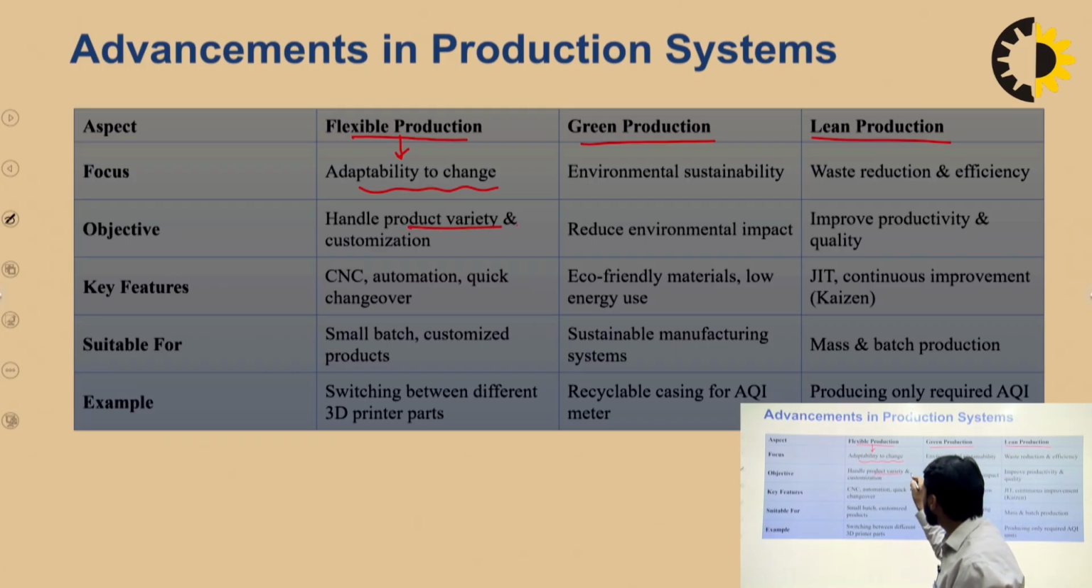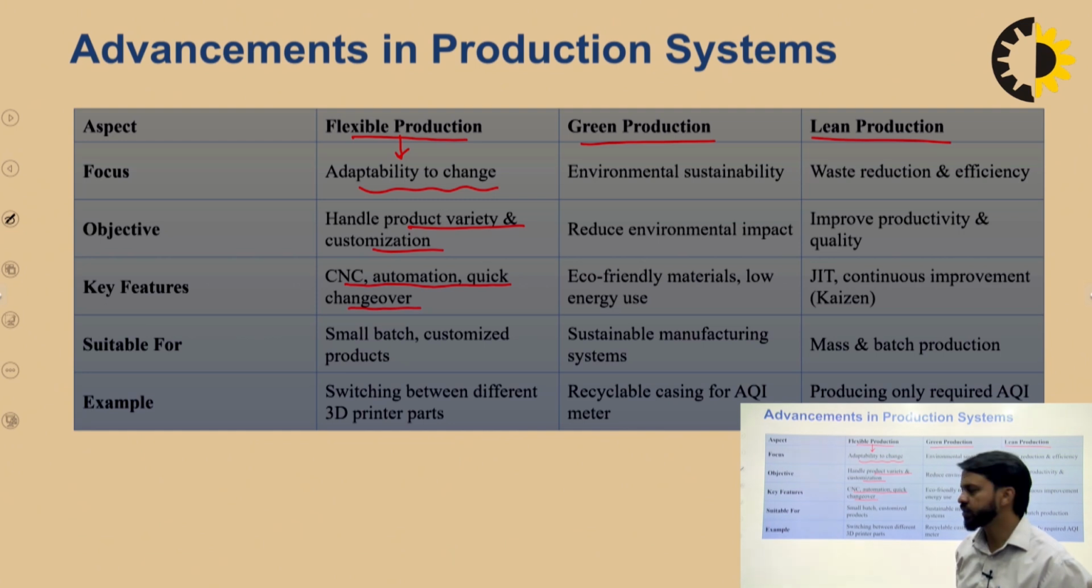Handle product variety and customization as well. Different type of numeric controls, automation, and quick changeovers are the key features of this type of production system. It is suitable for small batches, customized products, and different types of domains.